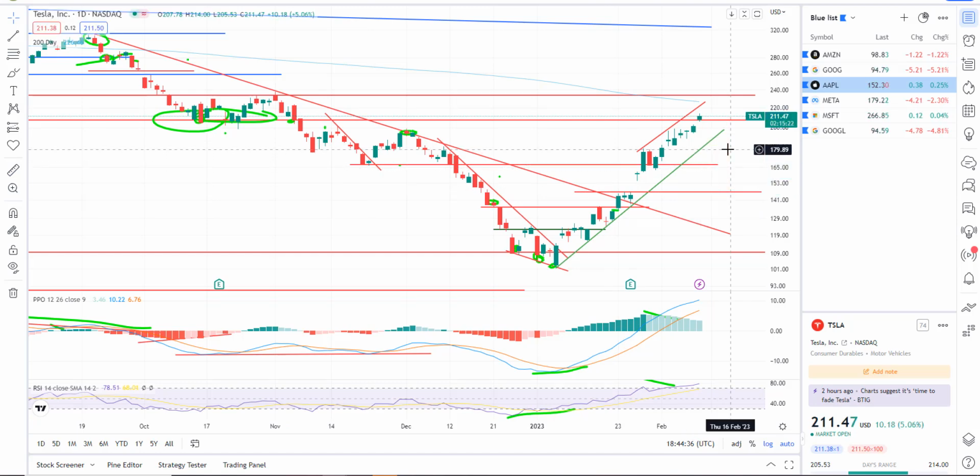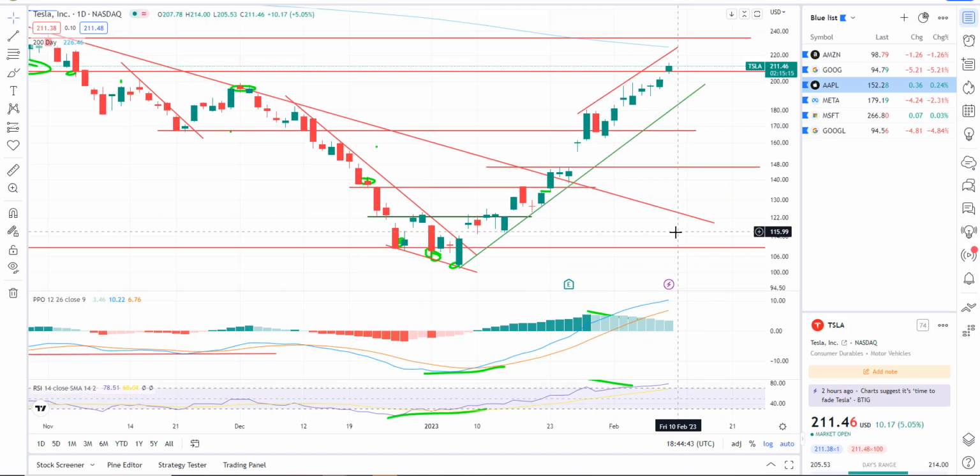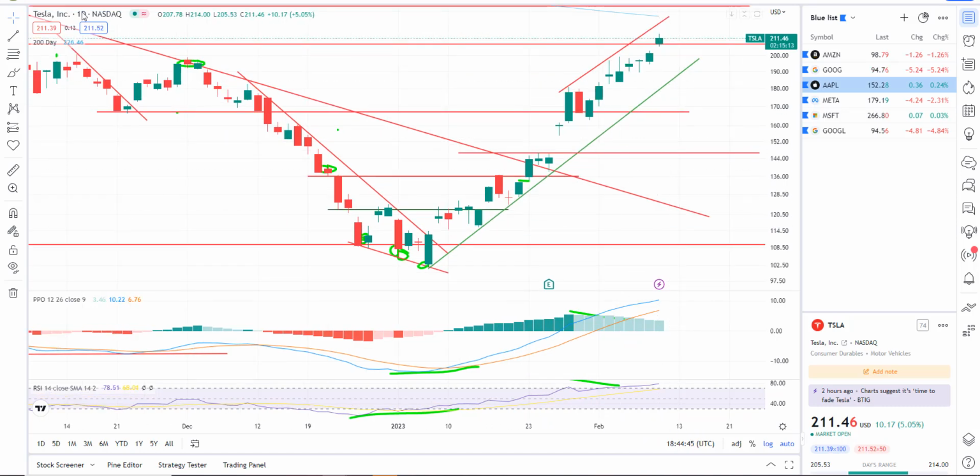So again, this one, you got to give a little bit more room. I think having a smaller size position on Tesla makes sense, unless you're just a crazy gambler. But yeah, that's what I'm looking at right now.